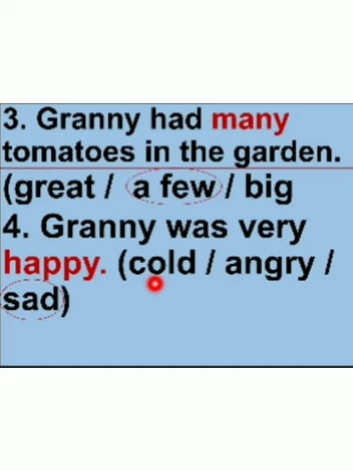Granny was very happy. Now this is a very easy one. All of you will know the answer, isn't it? What is the adjective in this sentence? Yes, happy. How was Granny? You must ask the question to find out what is the adjective. You must ask the question how. Yes, how was Granny? She was very happy.